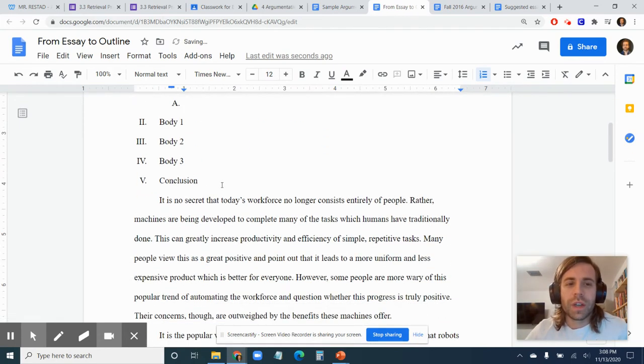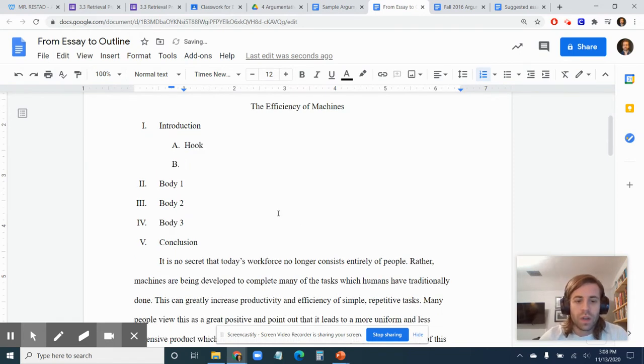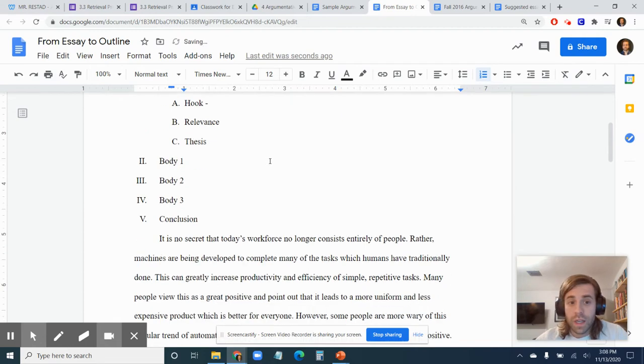So in their introduction, I'm just going to try to point out a couple of the main things. So I know I want to look at kind of their hook. What do they do to catch my attention as a reader? What do they talk about in terms of relevance? How are they building up the importance of their topic? And then what is their thesis? Those are the main things that I'm looking for in an introduction. So let's do a little quick analysis.